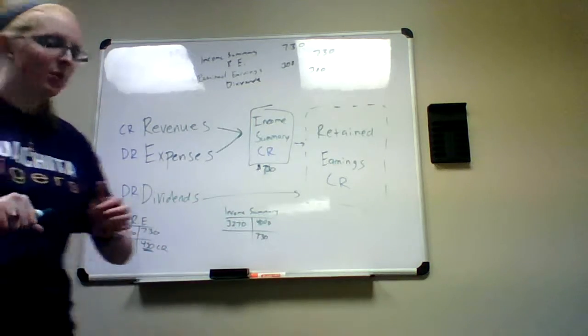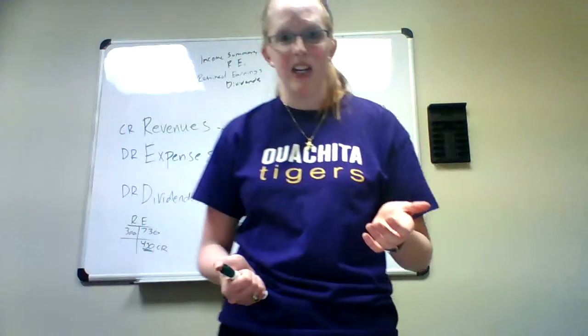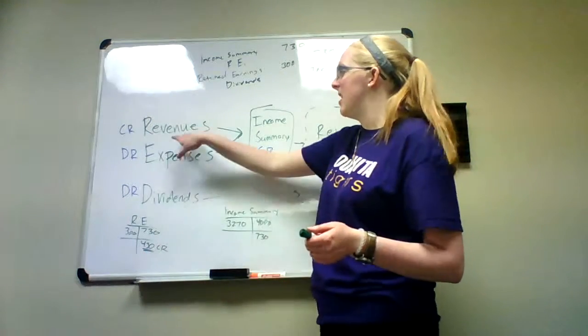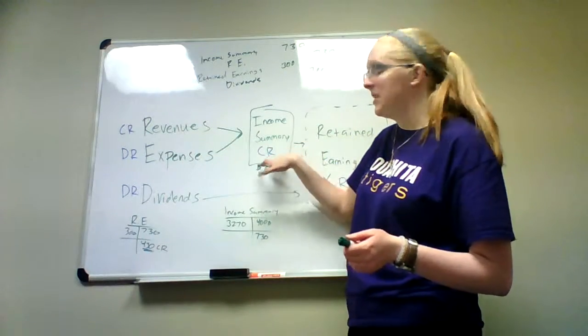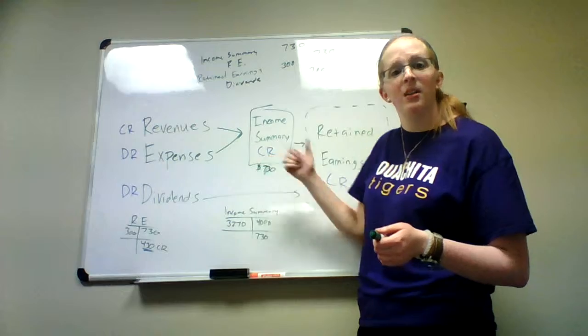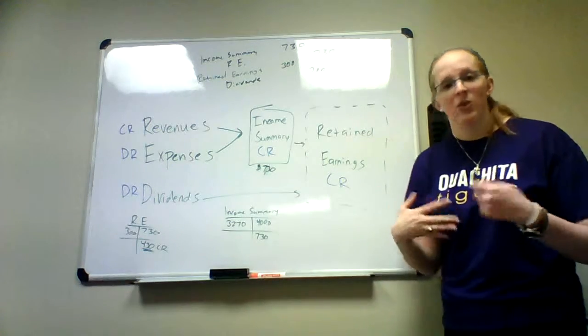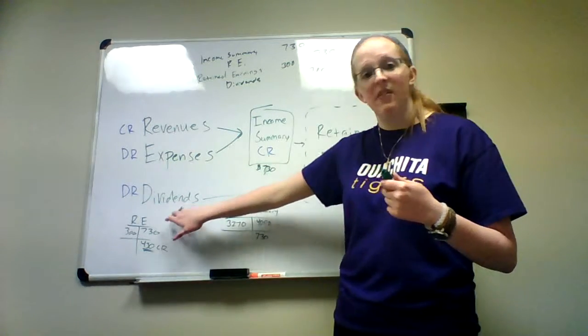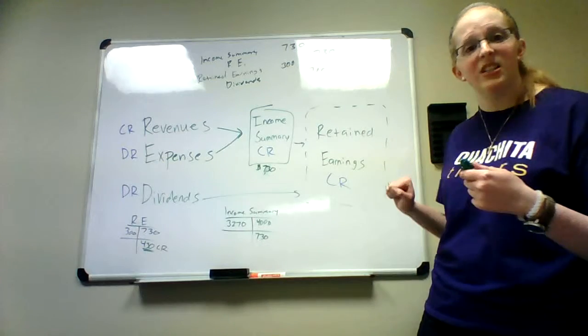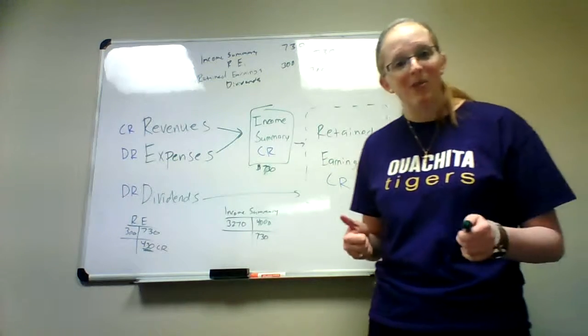And so what we just discussed were closing entries. That's where you take your revenues and expenses, you balance them into income summary, and then put income summary into retained earnings. And once you've done all of that, you take your dividends out of retained earnings. So I hope that was helpful.